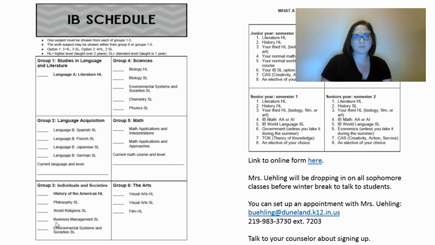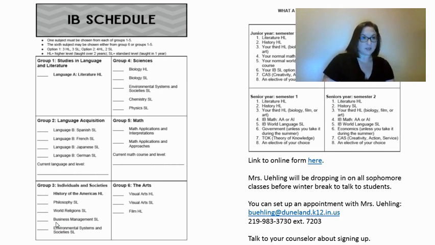So how do you get more information, or how do you explore IB a little bit more? Well, first of all, I'm going to be dropping into all sophomore English classes before winter break to talk to students. You can also set up an appointment with me. I've included my email address and my phone number and extension on this slide. You can talk to your counselor about signing up or for more information. And I also have this form that actually lists all of the IB classes that Chesterton offers.